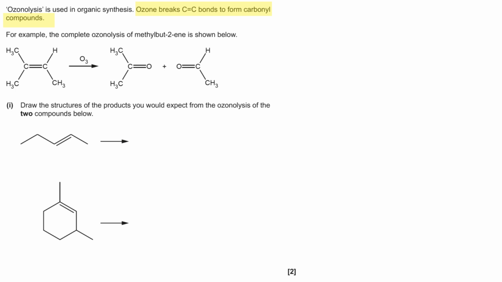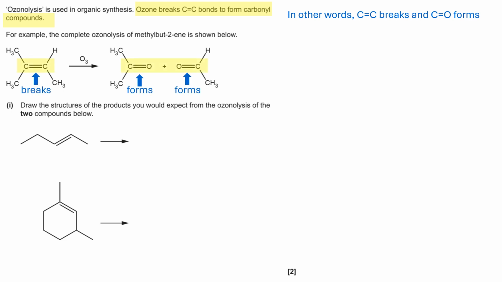So it says ozonolysis is used in organic synthesis. Ozone breaks carbon-carbon double bonds to form carbonyl compounds. So essentially, a carbon-carbon double bond breaks and a carbon double bond oxygen forms. So in actual fact, for every single C double bond C that breaks, 2 C double bond O's form.